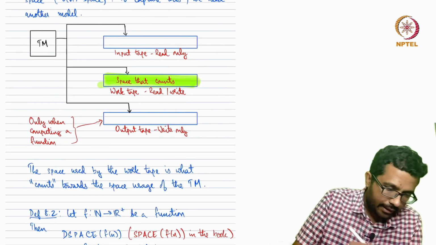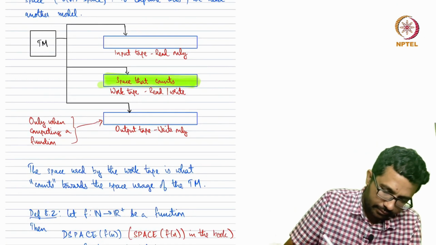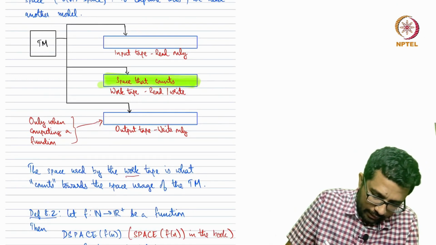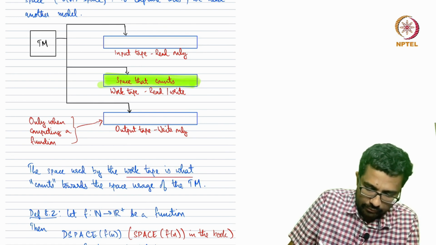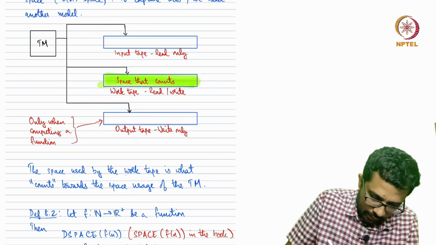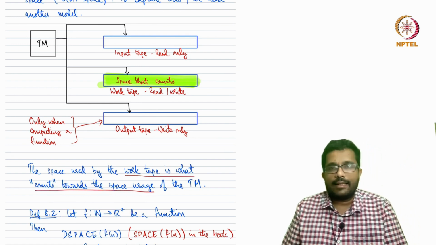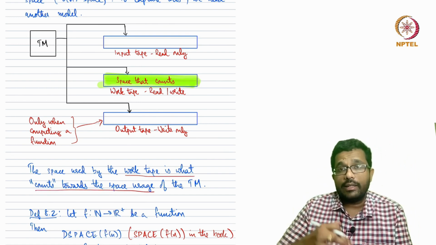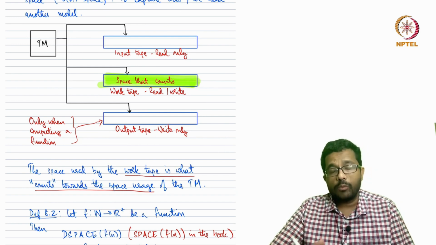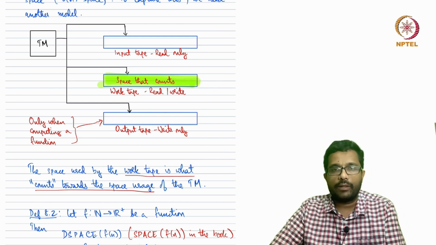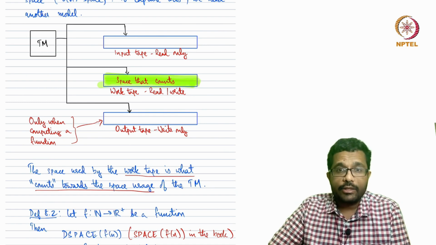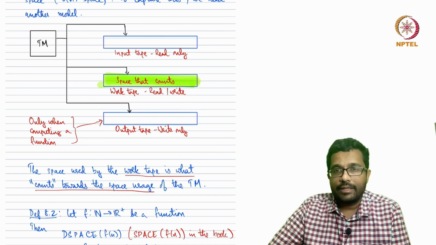So maybe I'll just write that here. Space used by the work tape is what counts towards the space usage. Okay, so now the definition is clear. We have an input tape which is read-only, a work tape which is read-write, and an output tape if necessary, if we are computing a function, right? And the space usage is the space used in the work tape.